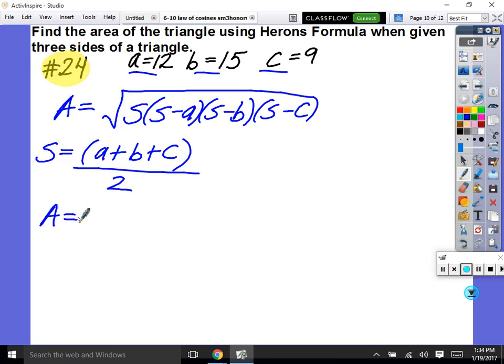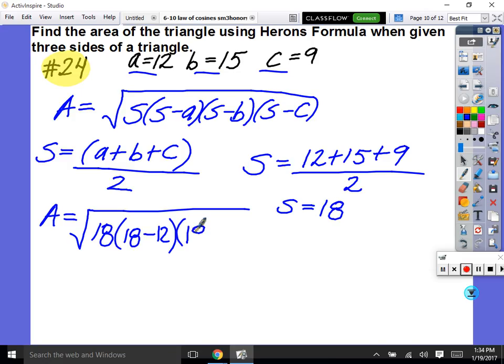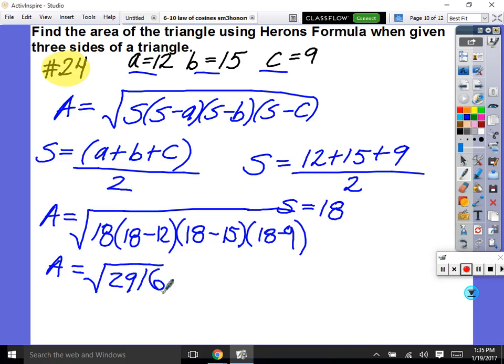So our area is going to be equal to, well, first we need to find S. So S is equal to 12 plus 15 plus 9 all over 2. So S is 18. So now we can plug it into the formula. We have 18 times 18 minus 12 times 18 minus 15 times 18 minus 9. So you should get the area is equal to, underneath the square root, 2916, and area is equal to 54. So there's 2 ways we got to the same answer.